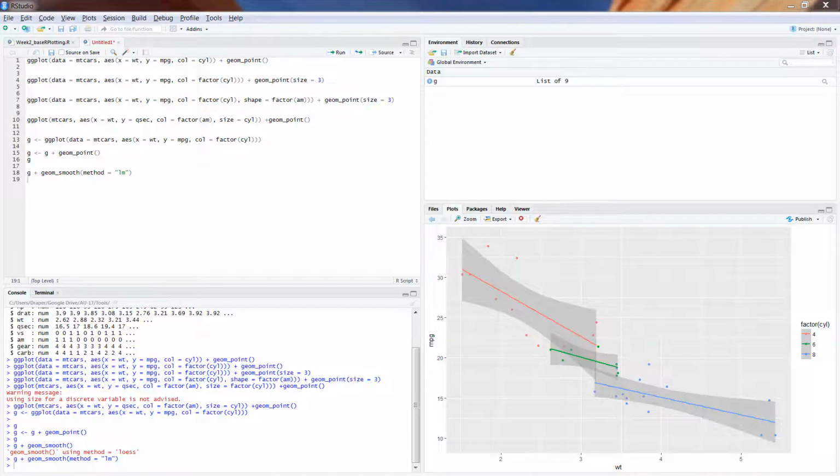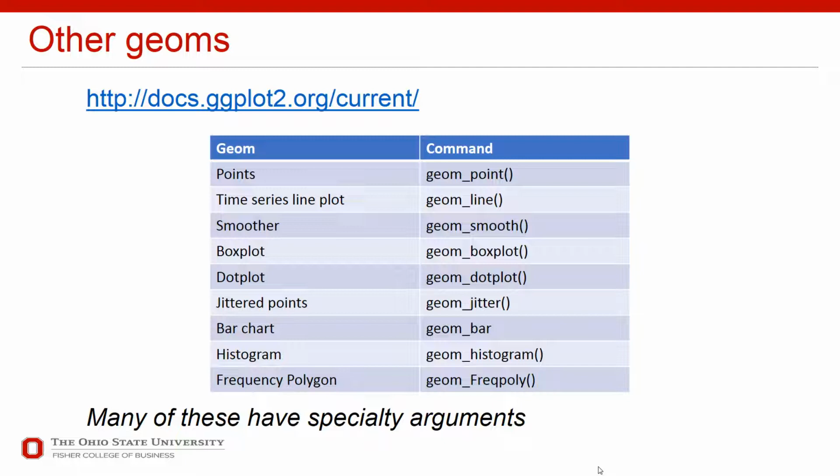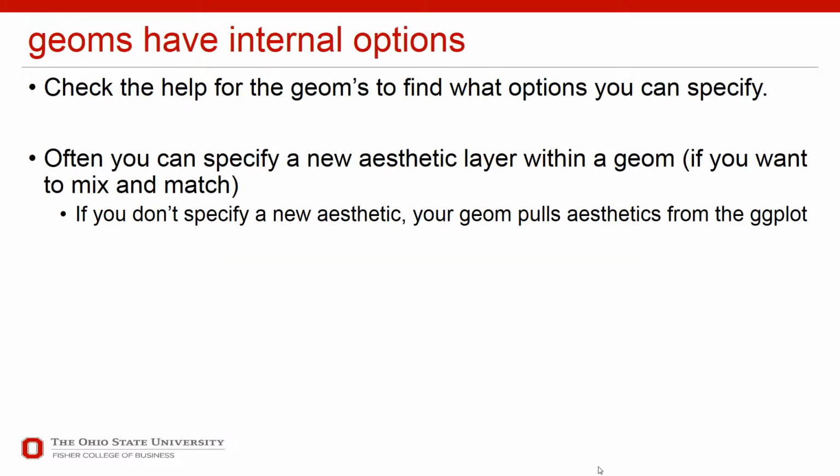Notice here there are many different geoms. In fact, I'm going to slide this PowerPoint slide in. We can see all the different geoms here. Geom point, geom line, smooth, box plot, dot plots. We can do tons of stuff. Geom histogram, we might see that for a one-dimensional data set. In fact, we'll probably give that a shot here. Many of these have specialty arguments that you might want to use, and geoms also have specialty arguments. You would probably want to check the help for every specific geom.